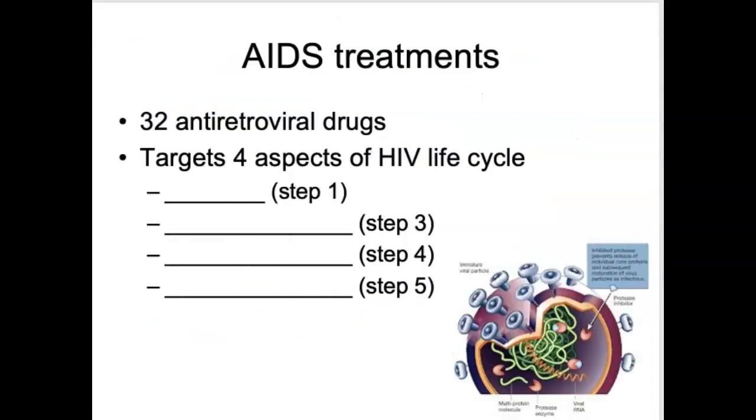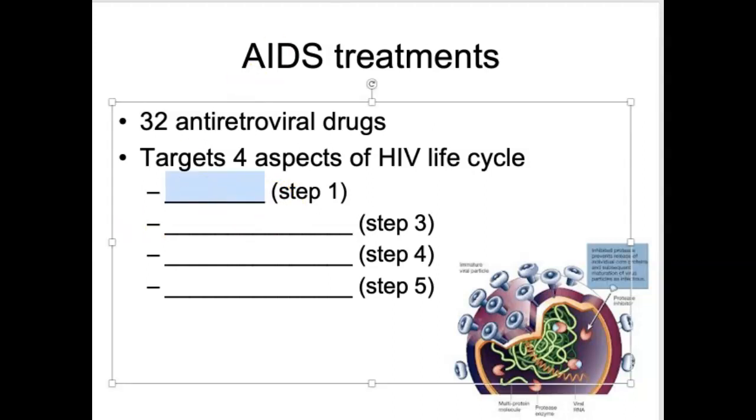And there's 32 antiretroviral drugs out there on the market right now. What they tend to do is target different aspects of the viral life cycle. So that's what we're seeing in that overview. One aspect is the viral entry. Can we block it at that point? Keep it from getting in?